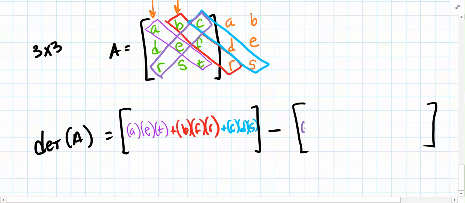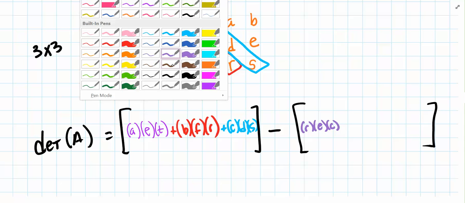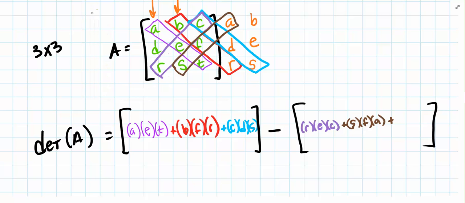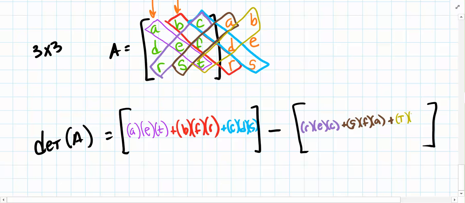All right, I'll use a different color now, we'll go brown. And then I have S, F, A, right? Plus S times F times A. And then finally, my last one, I'll do in this color: T, B, and then D. TDB, it doesn't matter because 4 times 3 is the same thing as 3 times 4.